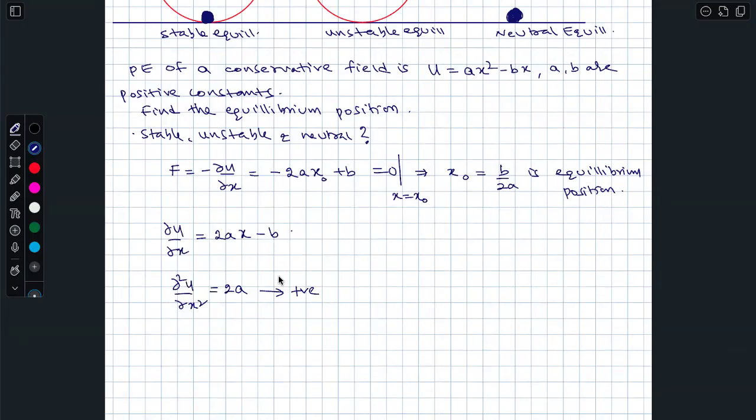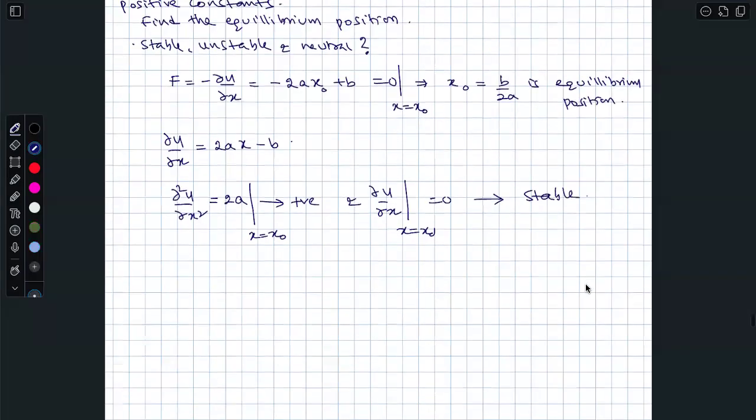Then don't get confused between neutral and unstable equilibrium. In neutral equilibrium, U is a constant, but U is not constant here. So therefore, what you will get here? This is positive, so a positive when x is equal to x naught, and dou u by dou x at x is equal to x naught is 0. So what will you comment? What type of equilibrium is it? Stable equilibrium. If you plot the graph, you will get a graph like this.